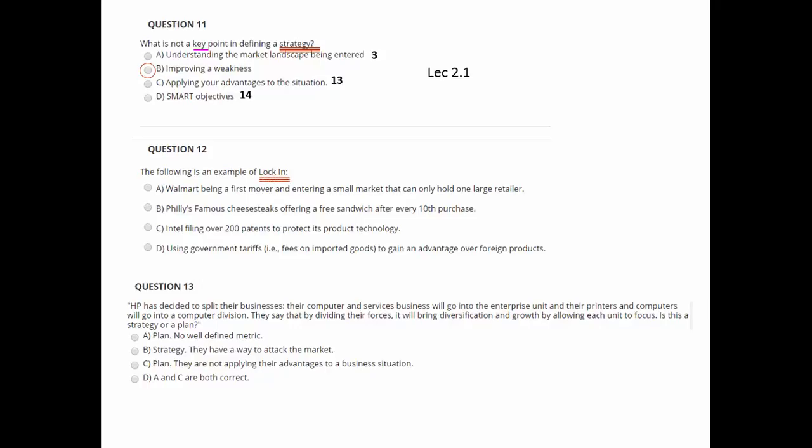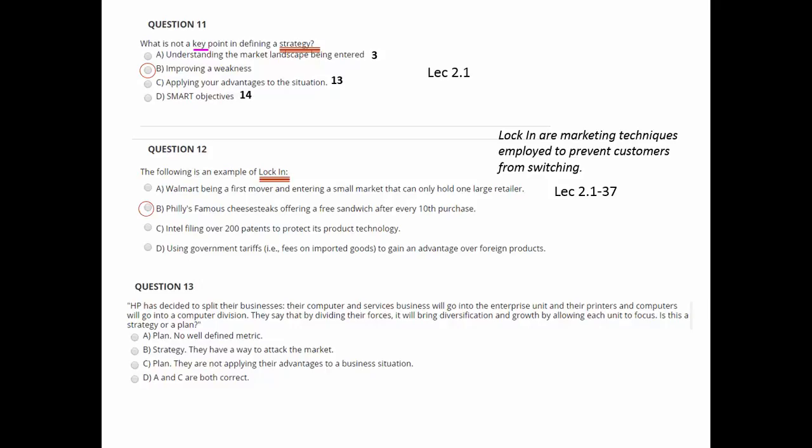The following is an example of lock-in. The thing about lock-in is that it's about the marketing techniques that prevent customers from switching, meaning these are the reasons why they want to stay with us. Walmart being a first mover is basically lock out, because they get there first, and so the market's too small for other people to enter. Patents are a technique in locking out, and not only that, government tariffs are another way of locking out. So the answer is B.